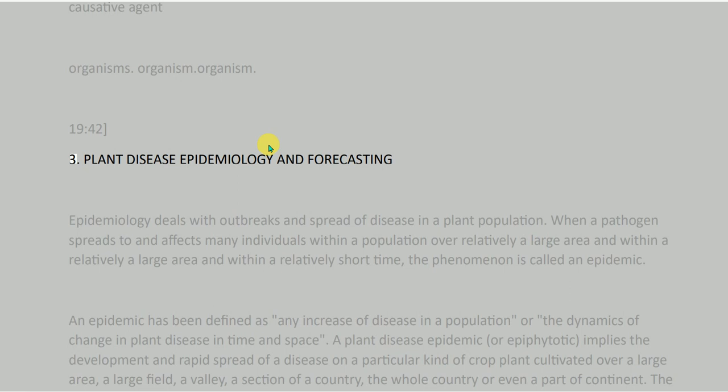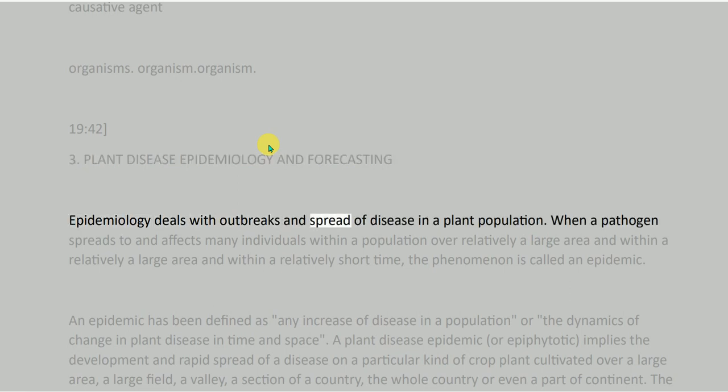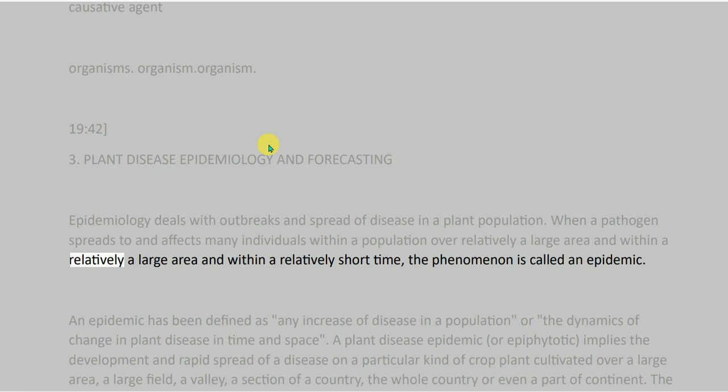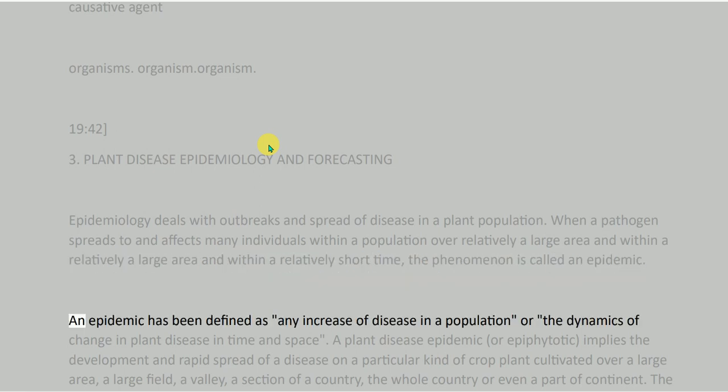3. Plant disease epidemiology and forecasting. Epidemiology deals with outbreaks and spread of disease in a plant population. When a pathogen spreads to and affects many individuals within a population over a relatively large area and within a relatively short time, the phenomenon is called an epidemic. An epidemic has been defined as any increase of disease in a population, or the dynamics of change in plant disease in time and space.